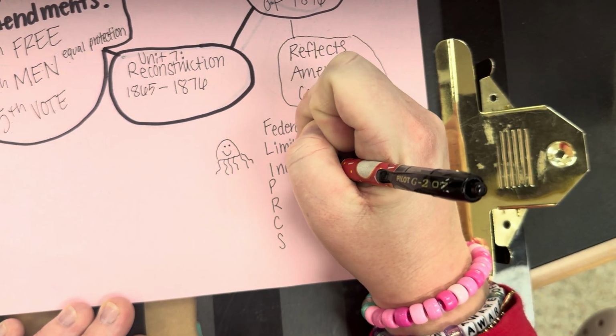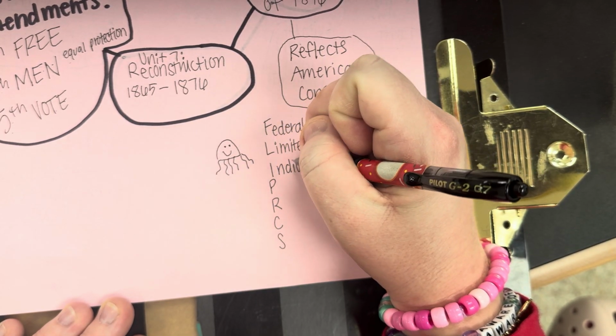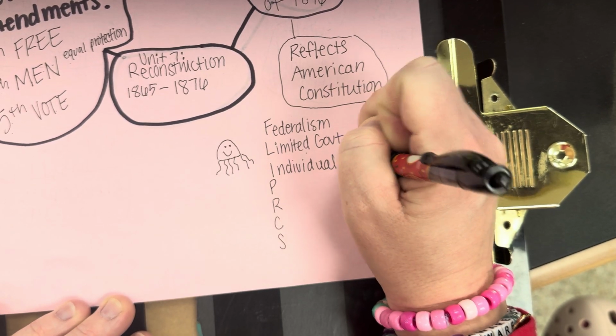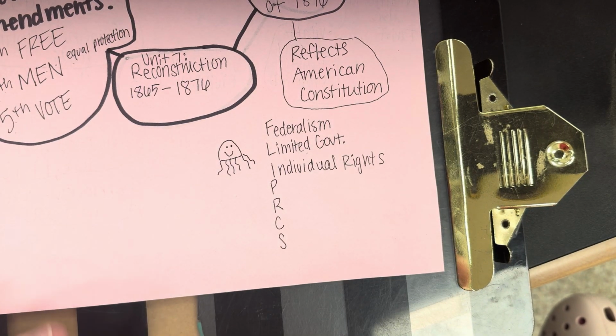I is individual rights. I probably should have brought a key over here before I started doing this. Individual rights can be found in the Bill of Rights and throughout the amendments, but it mostly is the Bill of Rights, which starts with RAPS: religion, association, press, petition, and speech. Those are the foundation of individual rights in the United States and in democratic countries.